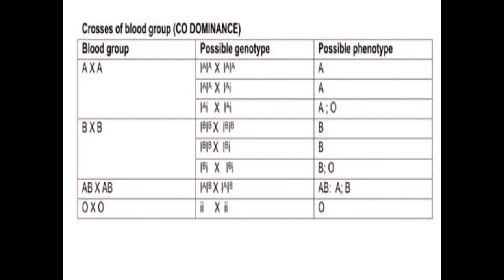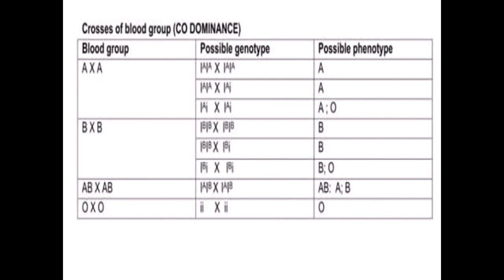See the crosses of blood groups, codominance. When blood group A is crossed with blood group A, there may be the chances of possible genotypes AA, AO, means 4 types of genotypes. Blood group B and B, again B is the phenotype, B and O.